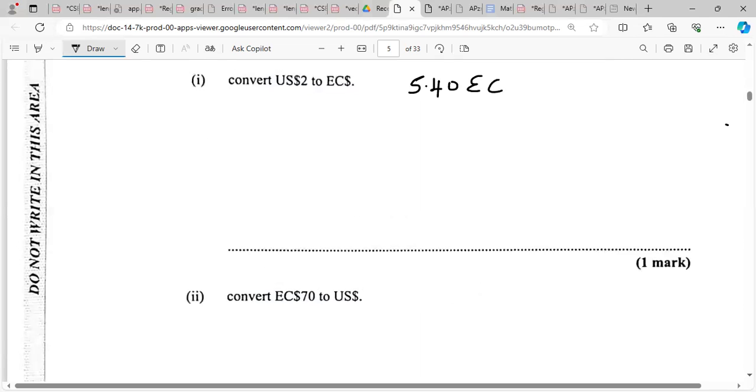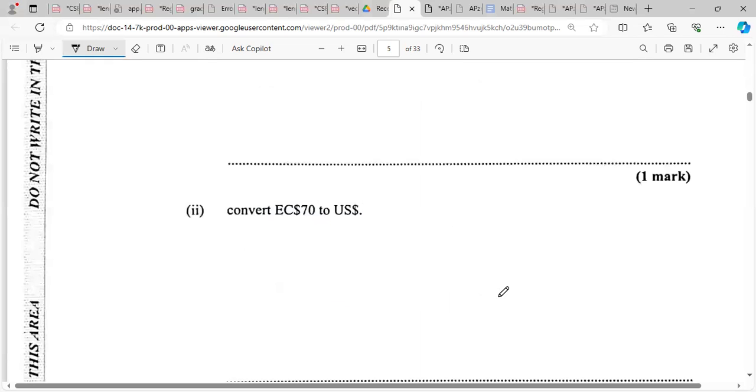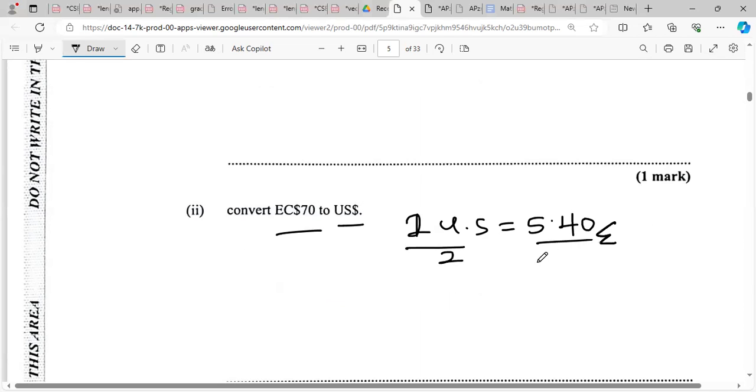Alright, let's convert Eastern Caribbean $70 to US. So we know that 2 US, according to the graph, equals 540. That means 1 US would be to divide by 2, right? So 1 US in Eastern Caribbean would be 2.70. This is 1 US, right?